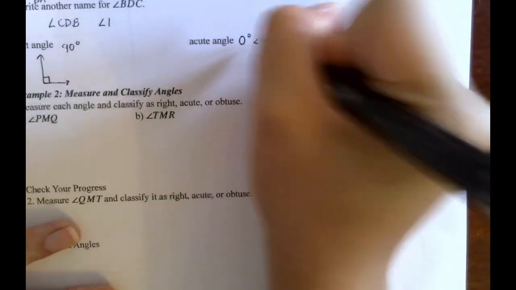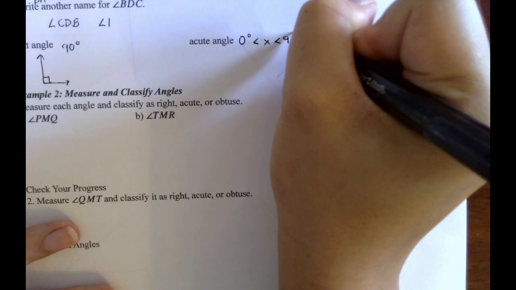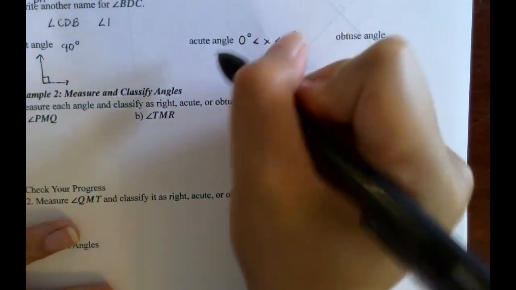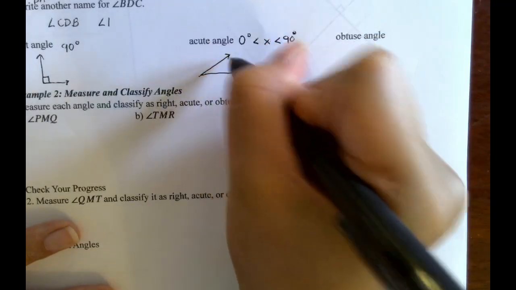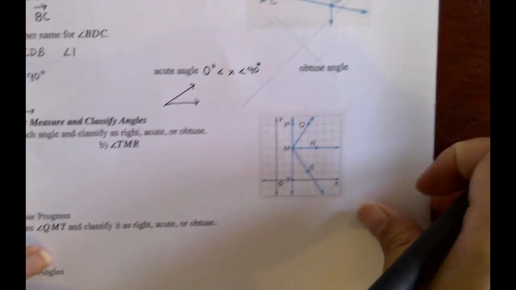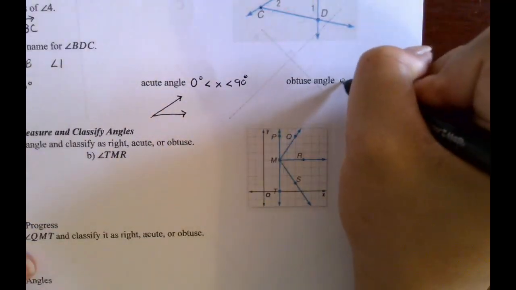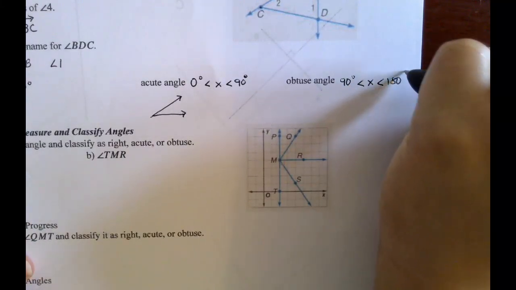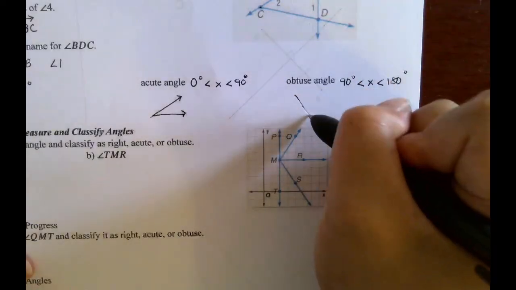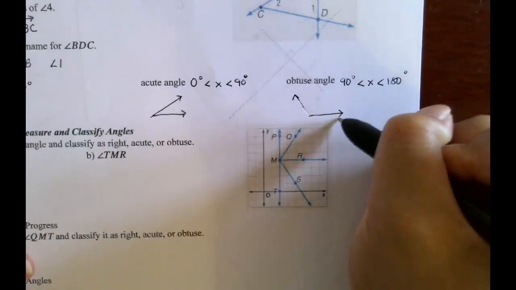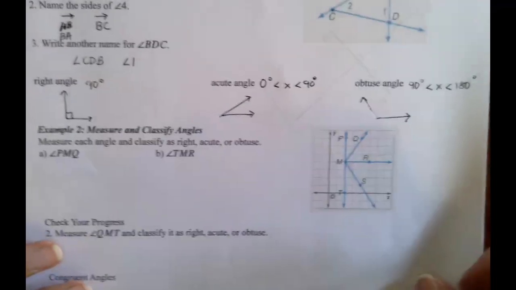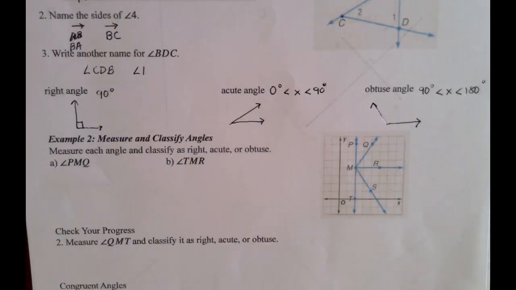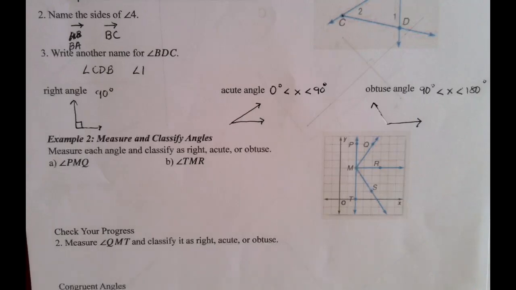An acute angle has an angle measure between 0 and 90 degrees, right? Looks something like this, okay? And then an obtuse angle has a measure between 90 and 180. Okay? And looks like this. That's an obtuse angle. Okay. So what we're going to do with example 2 is we're going to measure each angle and classify it as right, acute, or obtuse.